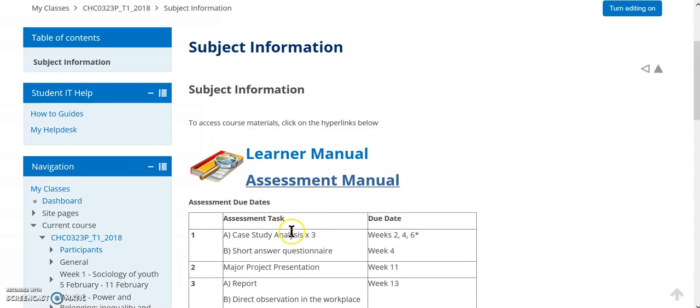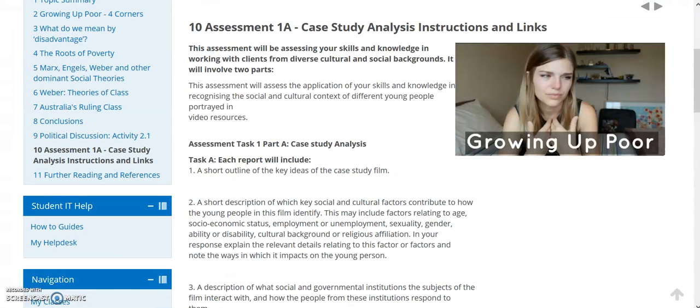Let's have a look. It is a case study analysis due in weeks 2, 4 and 6. Now there's no assessment template for this, and in a way the video is helping you to understand how you can address this assessment. So all you have to do is get a cover letter and put that on to an assessment document. Okay, so we're having a look at week 2.